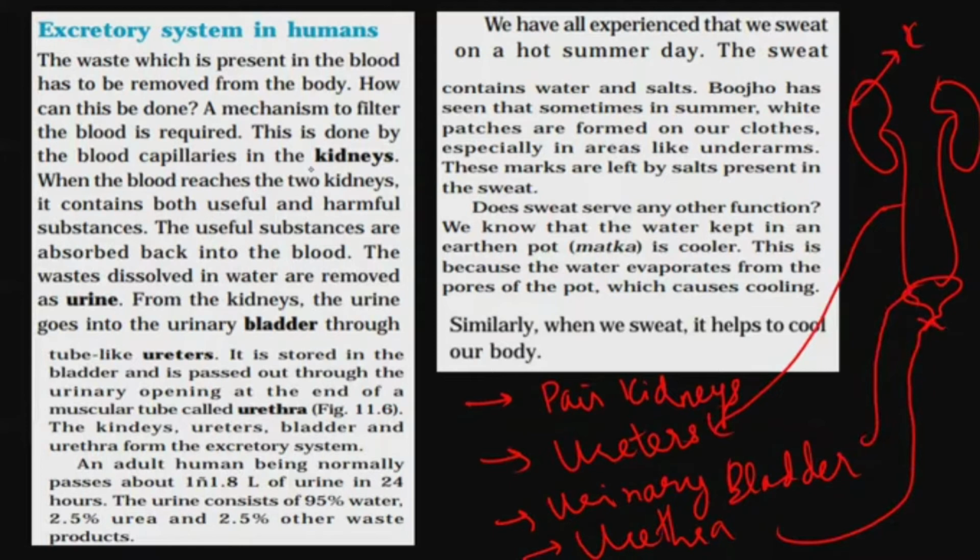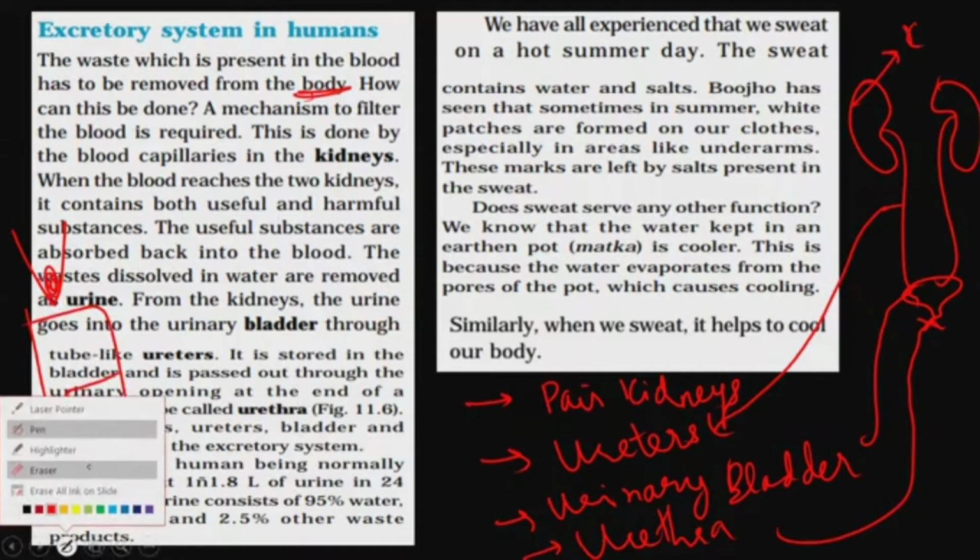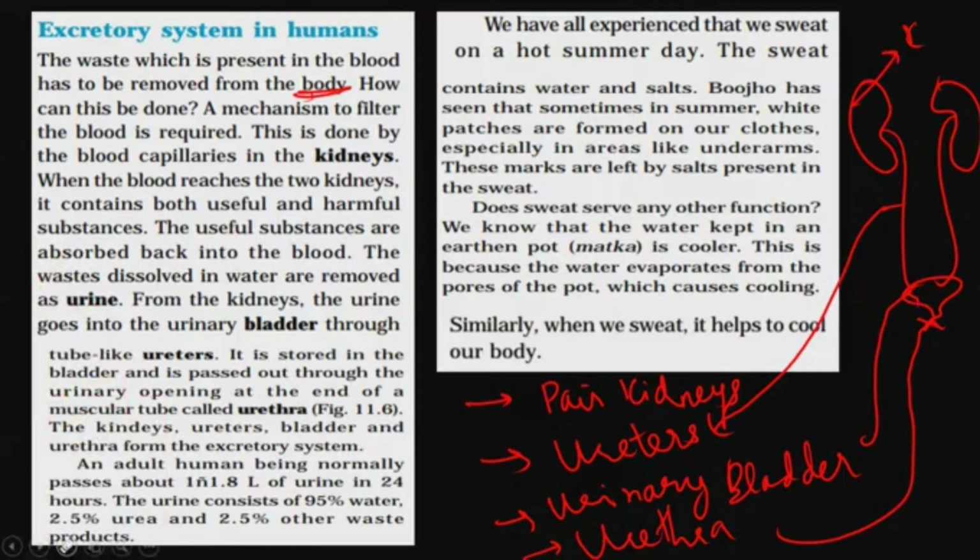Okay, now waste that is present in the body has to be removed from the body, and a mechanism to filter this is required. For example, if we have some muddy water, we use a filter paper like this, right? And then the water comes and the sediments remain here. But we cannot have such filter papers in our body. We have a filtering mechanism in our body, which is carried out by our kidneys. So the blood reaches the two kidneys, and it contains useful and harmful substances. The kidney uses the useful and it discards the carbon dioxide or the waste products.